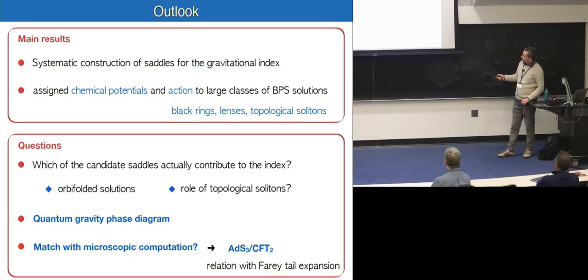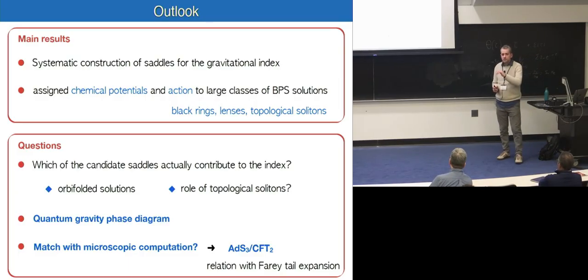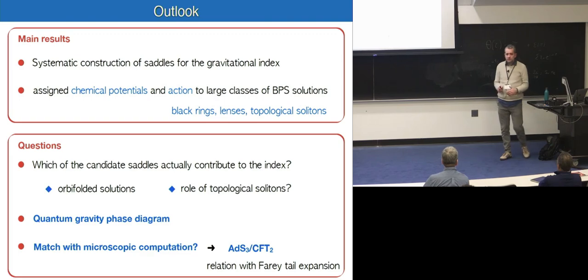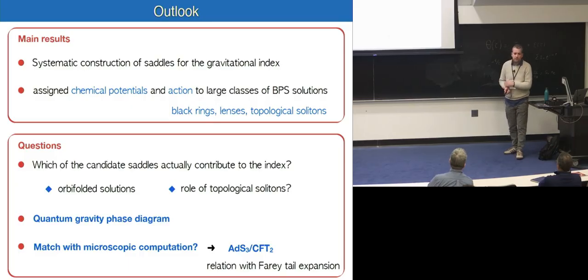And also, I emphasized the role of these orbifolded solutions, where the horizon is an S3 mod Z_n. They may play a role in the index, but this is still to be seen. And what is the role of topological solitons? That is, these solutions where the chemical potentials and the action become purely imaginary. If these should also be considered as saddles of the index in this regime or not.